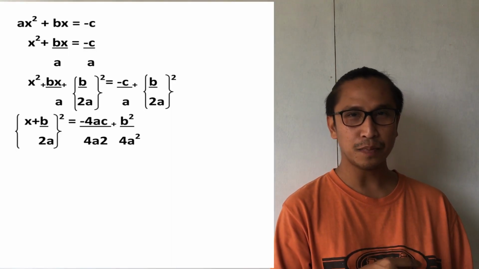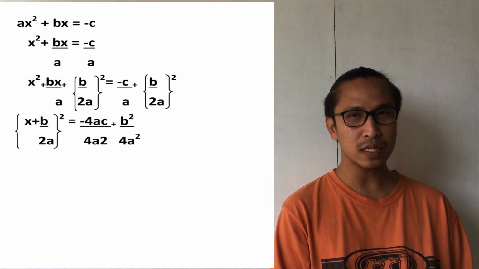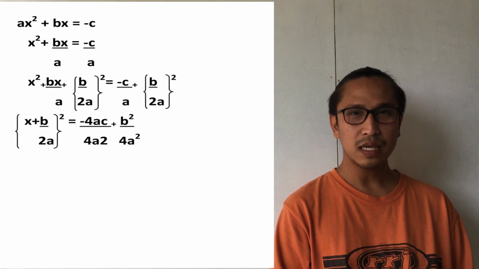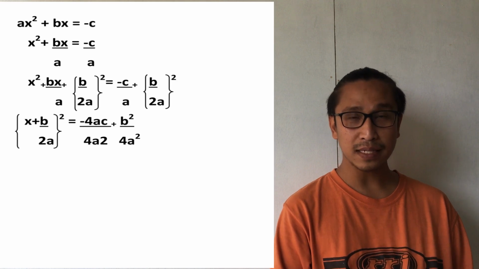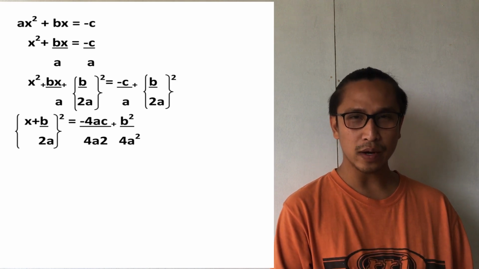Write the left side of the equation as a perfect square. On the right side, write negative c over a as negative 4ac over 4a squared, so that the two fractions are similar. So we have (x plus b over 2a) squared is equal to negative 4ac over 4a squared plus b squared over 4a squared.